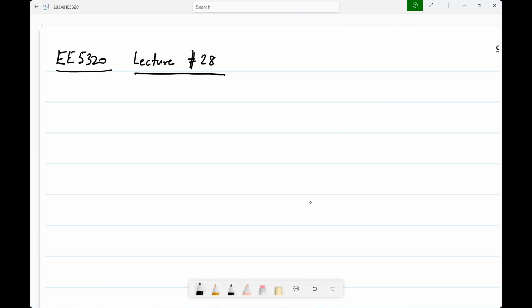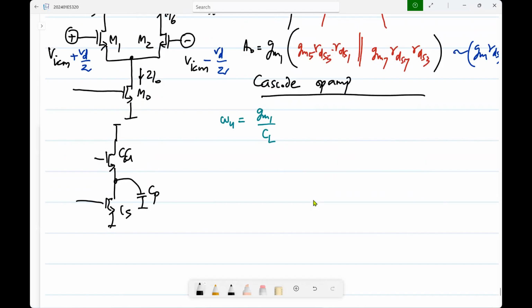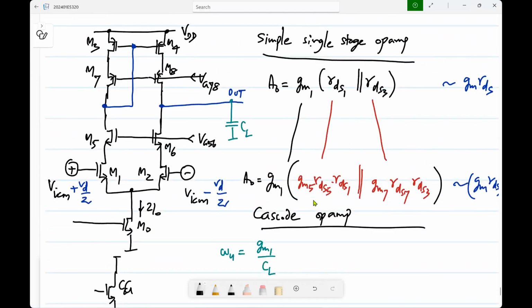So to improve that, we can have a similar stage but with a higher output resistance, and that is the cascode stage, or adding a common gate to the common source amplifier and the current sources. Okay, so if we do that, we get a topology which is this one.